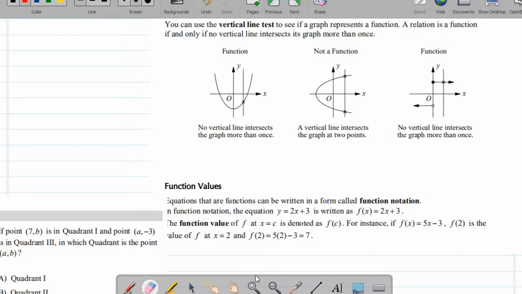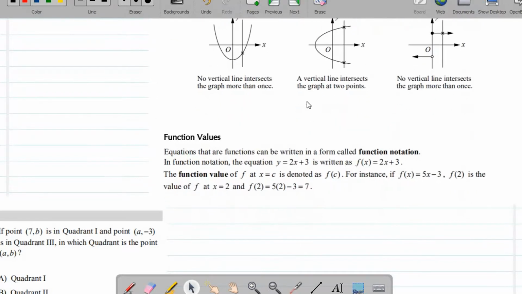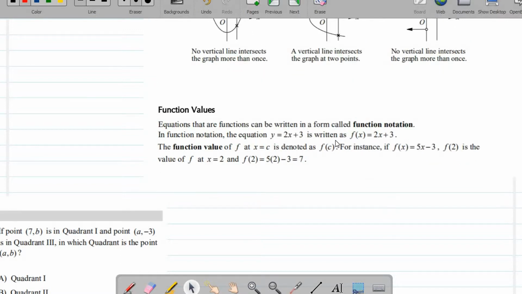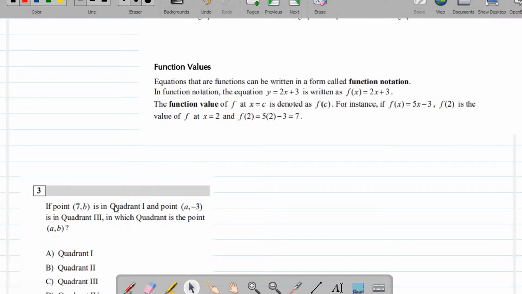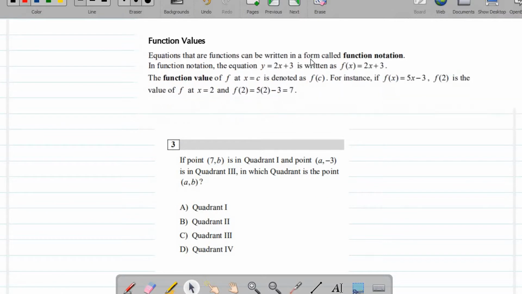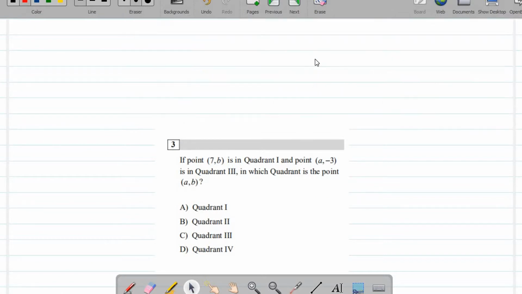This is what we're talking about: equations or functions that can be written in function notation. So we say y equals 2x plus 3, the same thing as saying f of x equals 2x plus 3, and that's it. If you have f of 2, you just simply plug it in, and whatever you get is your answer. Now let's try a little question.